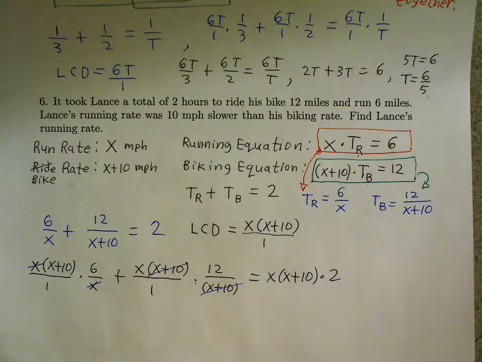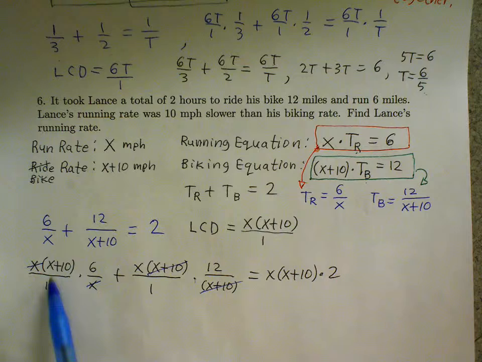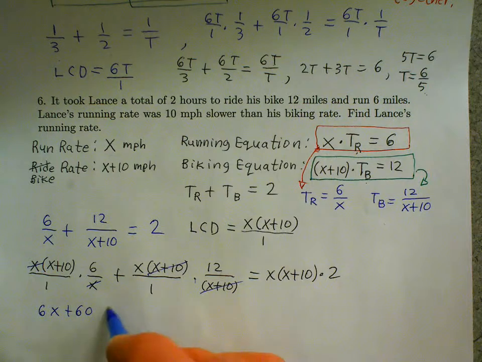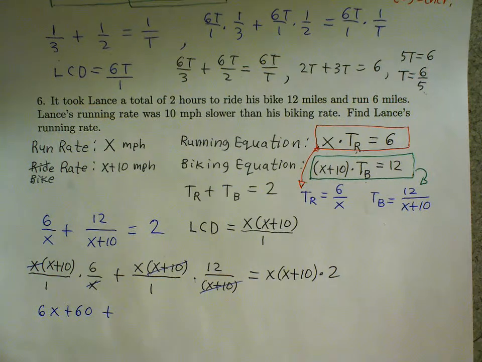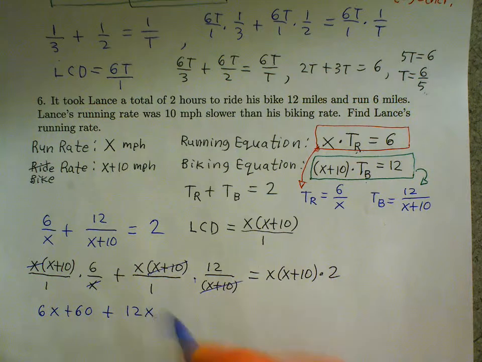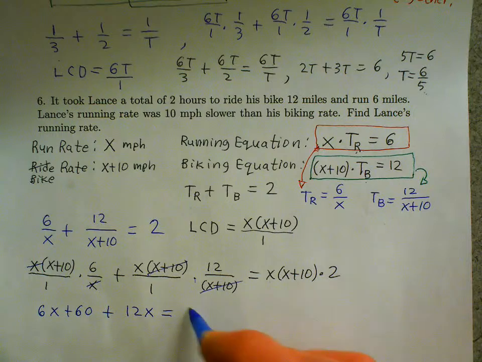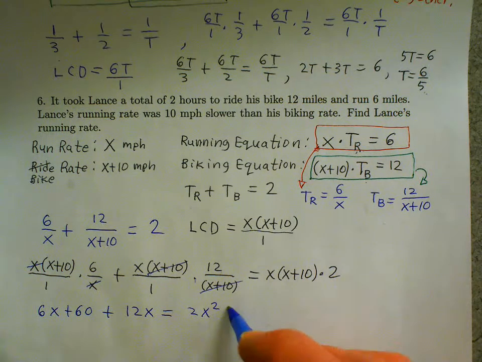So let's write down what we have. x plus 10 times 6 is 6x plus 60. And then plus x times 12, we write that as plus 12x. On the right-hand side, x times x plus 10 times 2. Well, we have x times 2 is 2x squared. And then plus x times 10 times 2 is plus 20x.